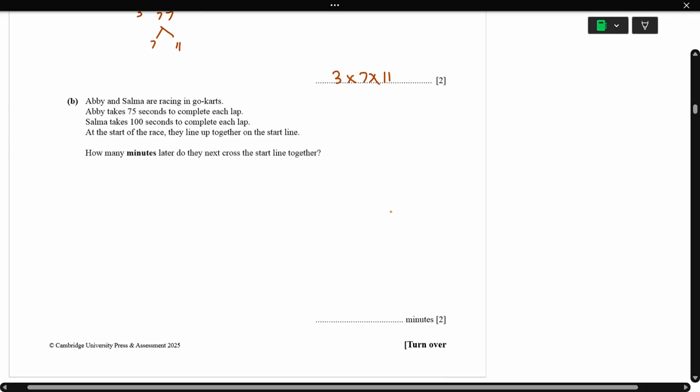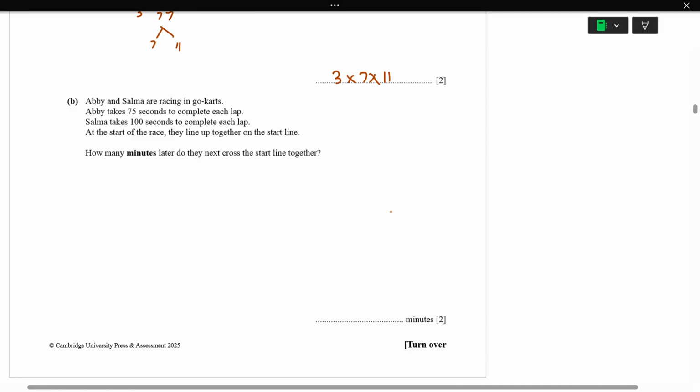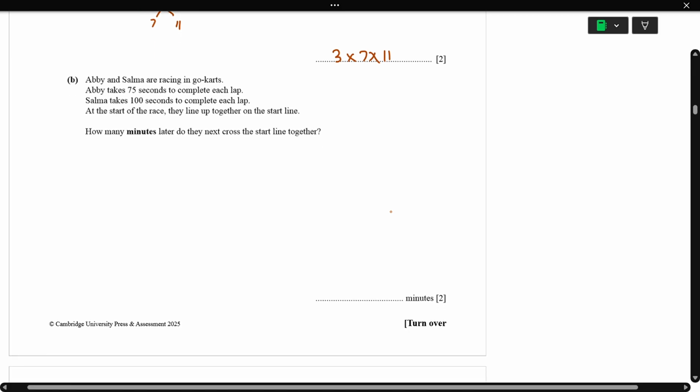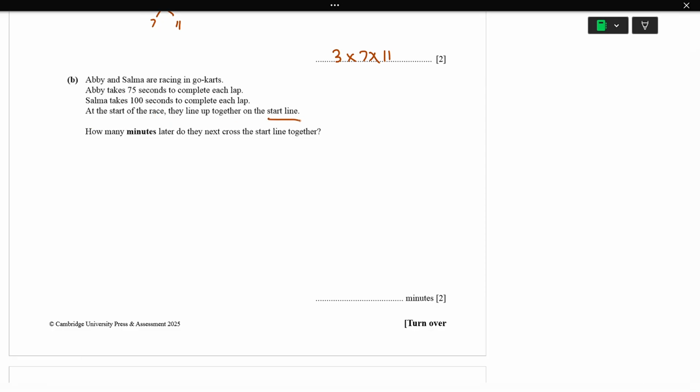Next, Abhi and Salma are racing in go-karts. Abhi takes 75 seconds to complete each lap. Salma takes 100 seconds to complete each lap. At the start of the race, they line up together on the starting line. How many minutes later do they next cross the start line together? When they meet together, we need to find the LCM of 75 and 100.